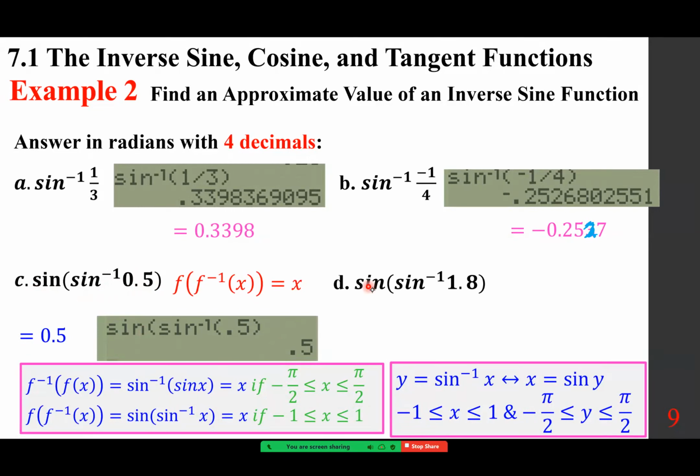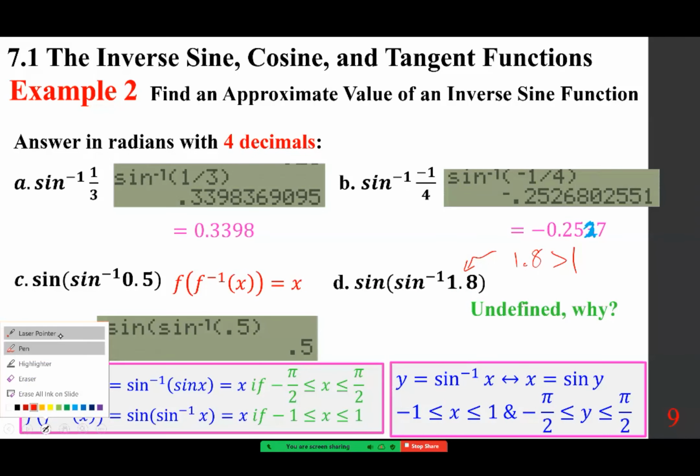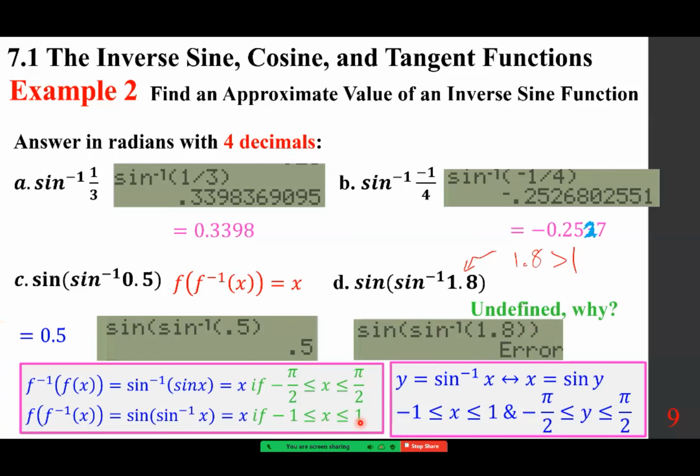What happens here? Again, we are looking at the same format. And this number must be between -1 and 1 to be x. If it was any number between -1 and 1, the answer would be that number. If it was 0.8 or -0.8, we would say 0.8 or -0.8. But it's 1.8, it makes it undefined because this number is larger than 1. But it must be between -1 and 1 only. And if you go with a calculator, it gives you an error.